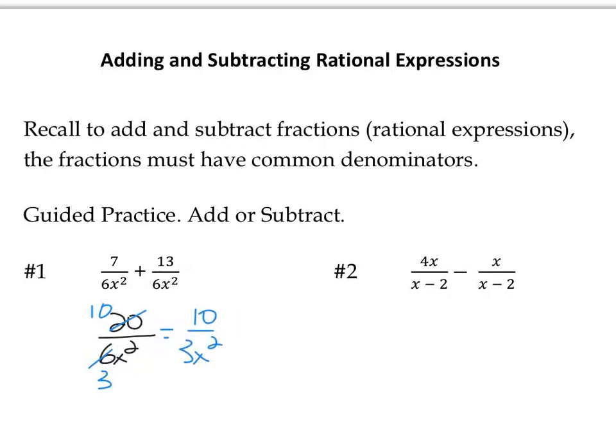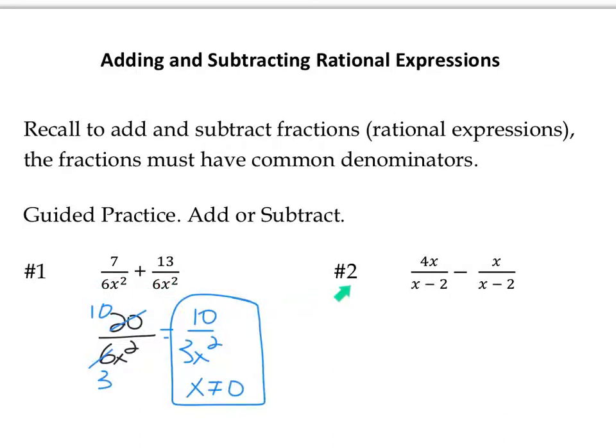And I also want to make sure that I look for any restrictions on my variables. In this case, x cannot be equal to 0, because just like when we worked with simplifying rational expressions, I can't have a 0 in either of these denominators.